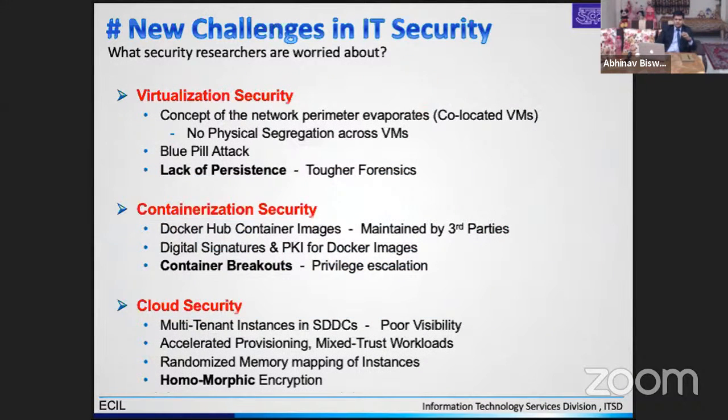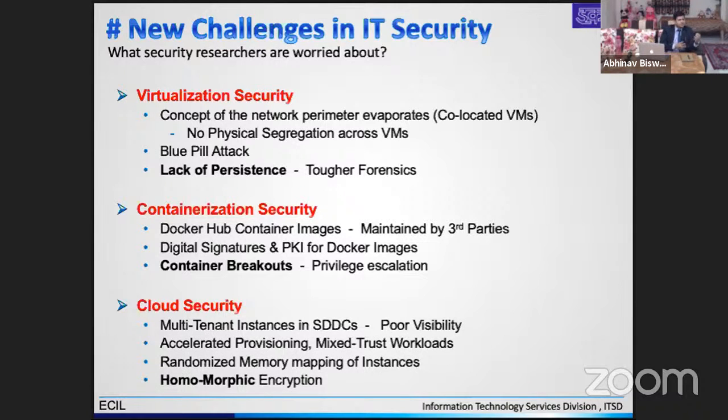First of all, whenever you talk about virtualization, the concept of network perimeter evaporates. Co-located VMs. So there's no physical segregation between the VMs. All are running on the same physical hardware. And this creates problems like lack of persistence, tougher forensics, how to know which VM did what. Like I can spin a new VM, start a new VM, do some malicious thing in the network, delete the VM. What will happen?